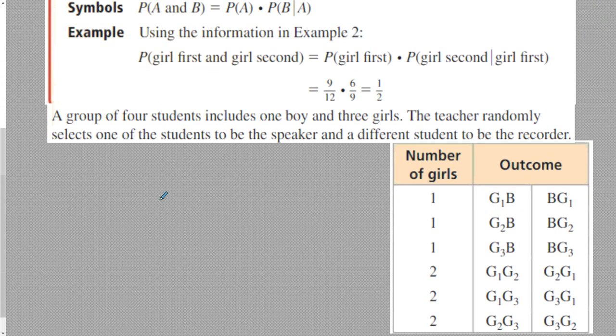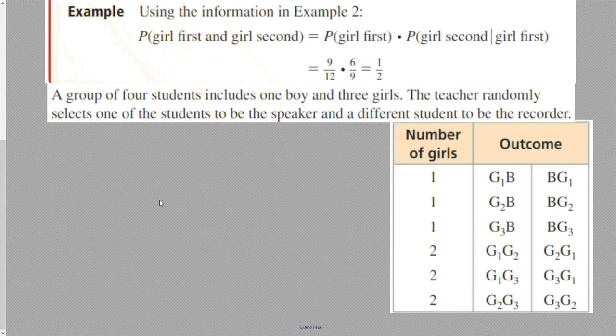Okay, so let's skip past all this and just look at the example real quick. A group of 4 students includes 1 boy and 3 girls. The teacher randomly selects one of the students to be the speaker and a different student to be the recorder. So how many ways can I draw 2 people out of a group of 4? That's what this table shows, right? I could get a girl and then a boy, or a boy and then a girl. I could get the girl-boy pattern again, but with a different girl. Notice there are 3 different girls. That's what these numbers are for. Girl 1, girl 2, girl 3. There's only 1 boy, so we don't need to put numbers by that.